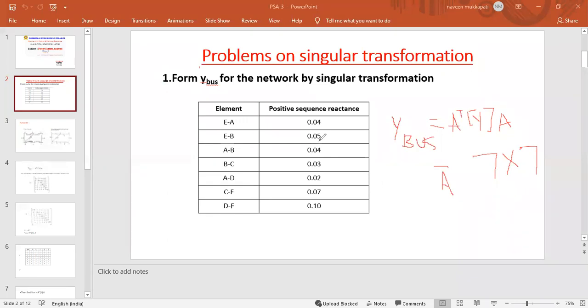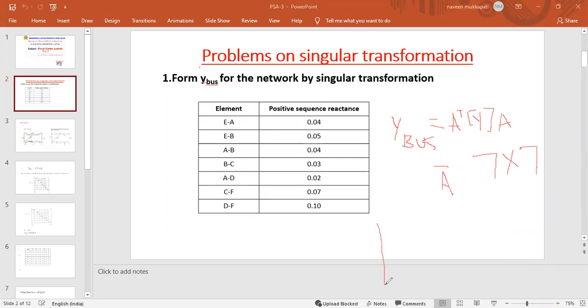That means all the elements are placed on the diagonal. This is the Z11 value, this is Z22, Z33, Z44, Z55, Z66, Z77. These are all the diagonal elements and the other non-diagonal elements will be considered as 0.